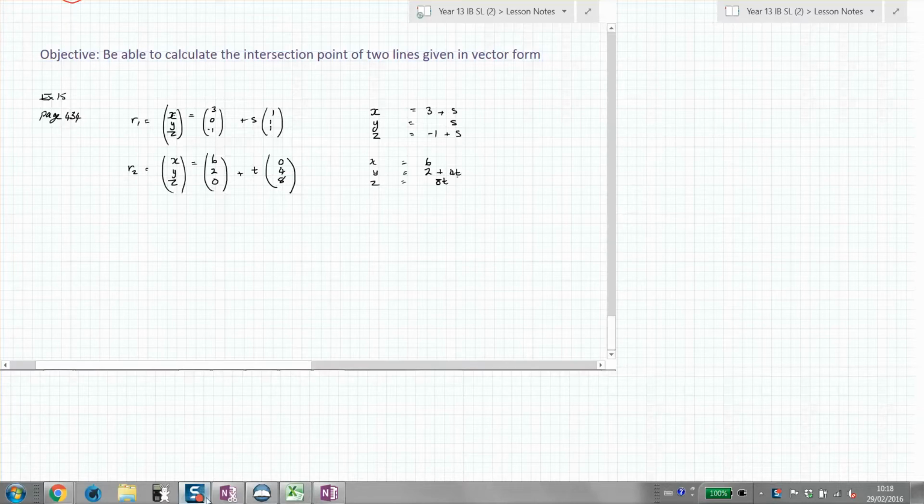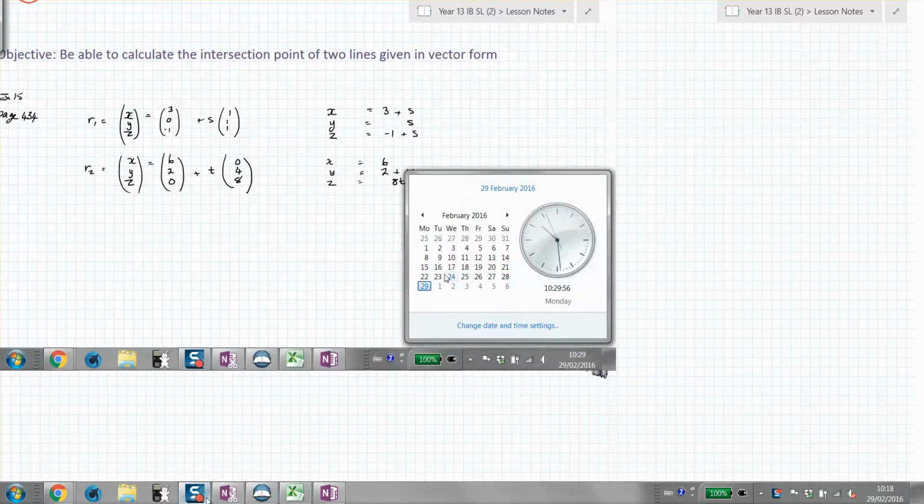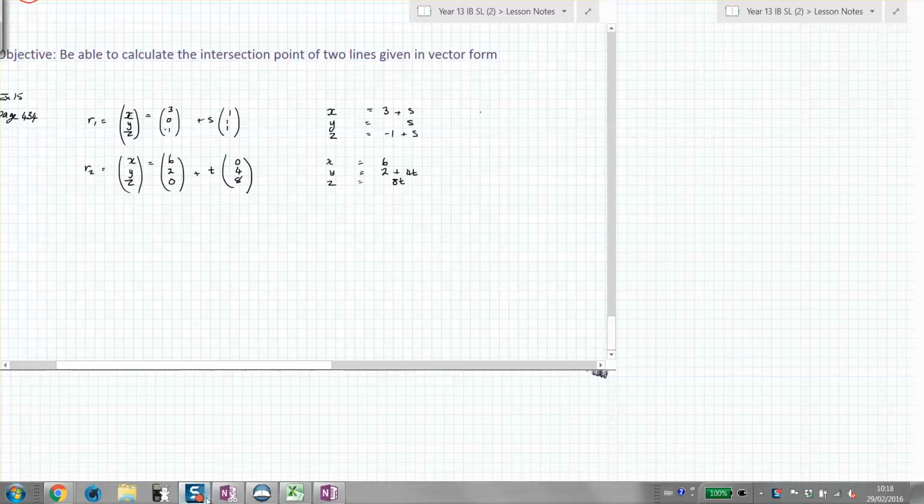So we've got those. We've given the coordinates in terms of s and in terms of t for the two different equations. We're trying to find out where they cross. So where they cross is when what occurs? The point they would share. So R1 would equal R2. So we can set up another set of equations. 3 plus s equals 6, so we've got this x with this x. We've then got s equals 2 plus 4t. And we've got minus 1 plus s equals 8t.